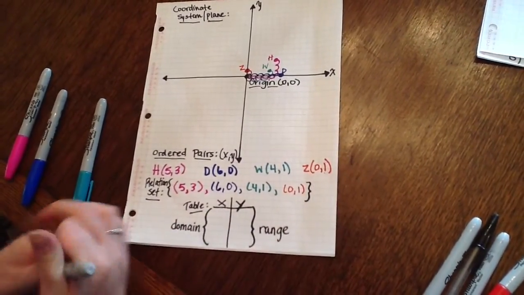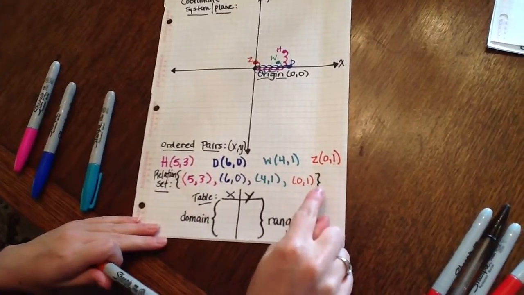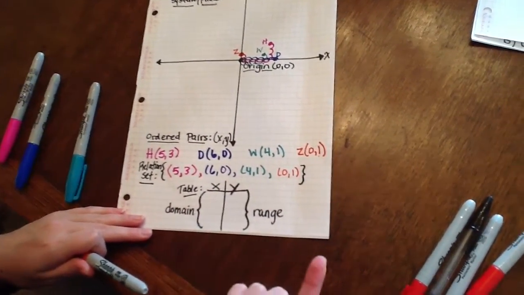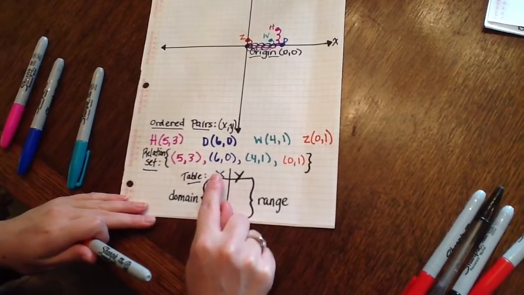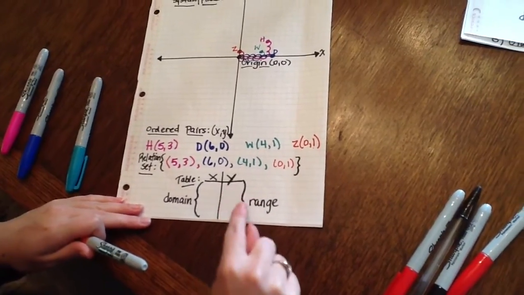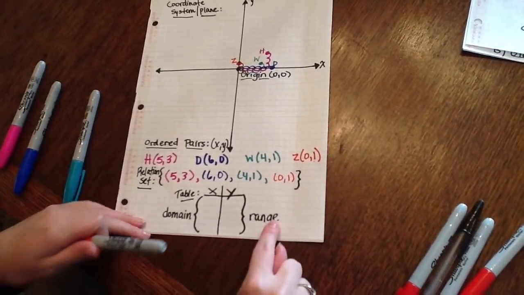So that is an example of a relation set. Now let's go ahead and try to put these points on a table. Like I said earlier, the x coordinates are on the left of the graph, and those are also called the domain, and the y is on the right side of the graph, which is also called the range.